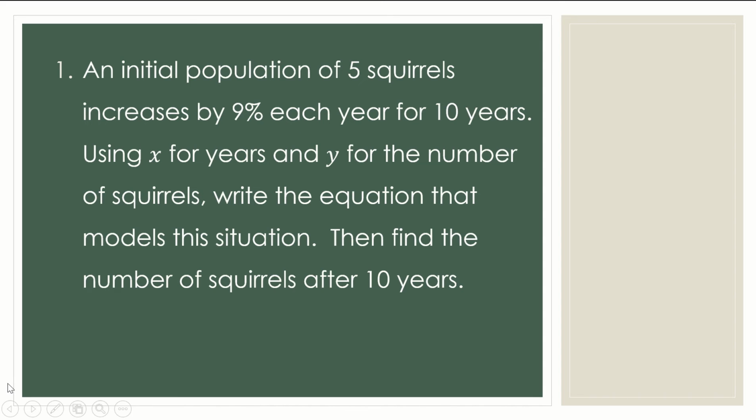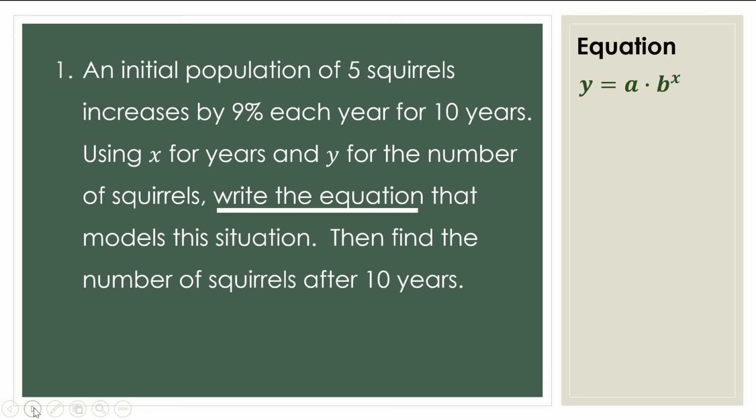Here is an exponential situation that we can solve. An initial population of 5 squirrels increases by 9% each year for 10 years. Using x for years and y for the number of squirrels, write the equation that models the situation, then find the number of squirrels after 10 years.